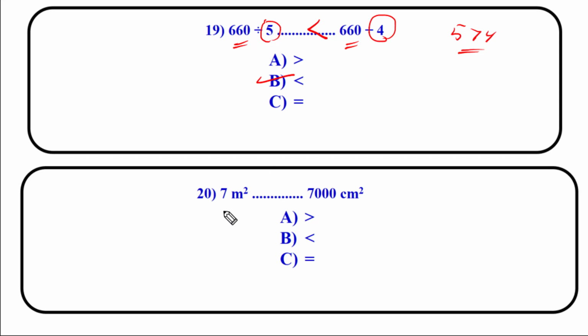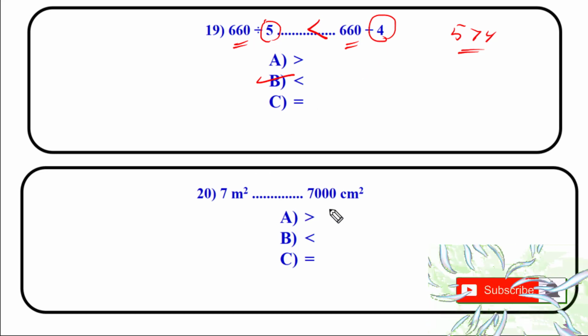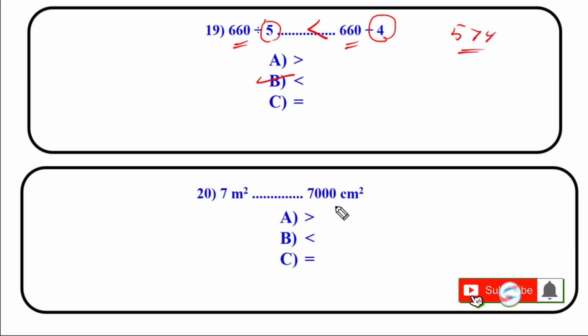Next, 7 square meter and 7,000 square centimeter. To compare between them, we will multiply 7 square meter by 10,000 to convert it to square centimeter. Now we have 70,000 square centimeter and 7,000 square centimeter. Now we will write greater than. So the correct answer is A.